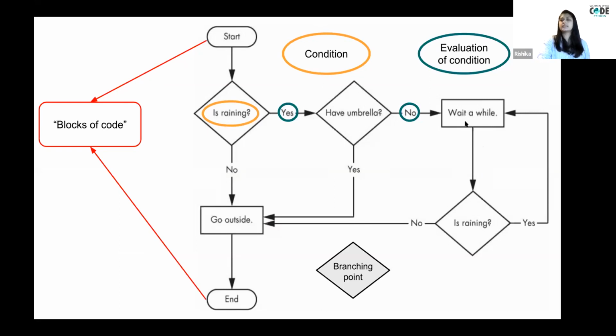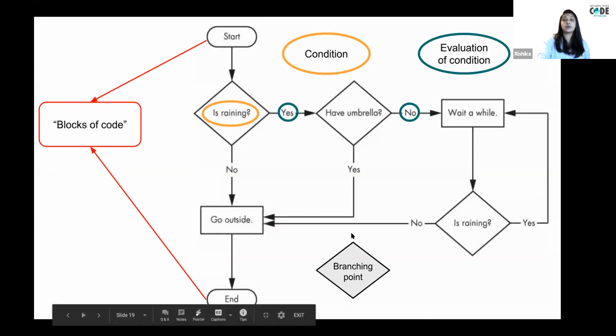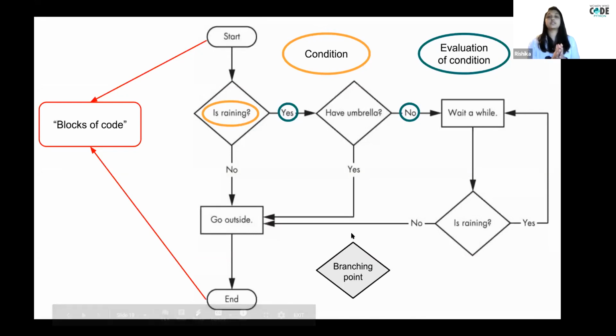This one doesn't necessarily evaluate to a yes or a no, but it just keeps on going down to is raining. And then from here, you can go back up to wait a while if it evaluates to yes, and if it evaluates to no, we go all the way to the left here to go outside, and then you can end. An important thing is that everything in this diamond shape is a branching point. That branching point is where you have those true or false, those different ways that the condition can be evaluated. And depending on that, you take a different path through this entire flow chart.